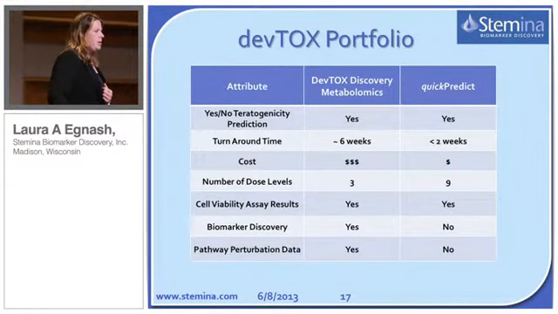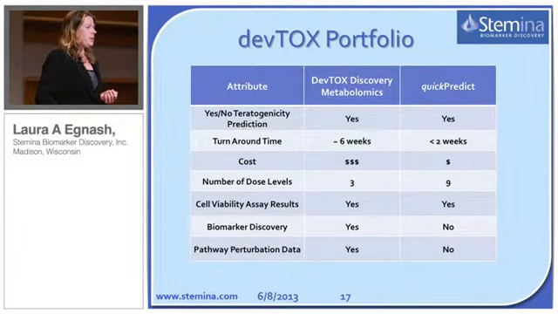So in summary, in our DevTox portfolio, we were able to go from a metabolomics-based assay to a targeted biomarker assay. We retain our predictivity very nicely. We're able to turn it around faster for a lot less money over many more doses to allow people to put the prediction into context better.